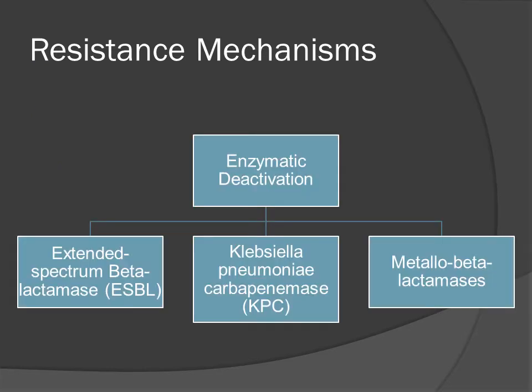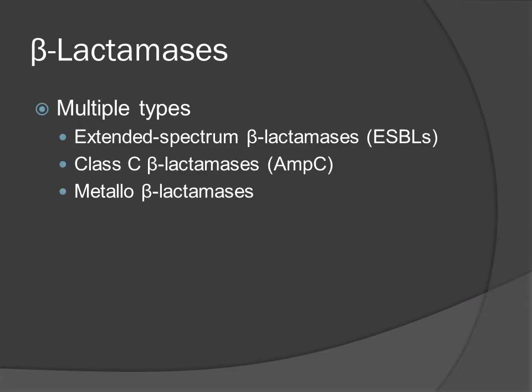When we talk about resistance, there are a few different mechanisms that we think about. There's enzymatic deactivation of the antibiotic, and that can be done by a few different enzymes. We're not going to go through an exhaustive list here, but just some of the most common ones: extended spectrum beta-lactamases, Klebsiella pneumoniae carbapenemase, and metallo-beta-lactamases. So what are beta-lactamases? There are multiple types, and you've probably heard of them: extended spectrum beta-lactamases, class C beta-lactamases, also known as AMP-C, and metallo-beta-lactamases.